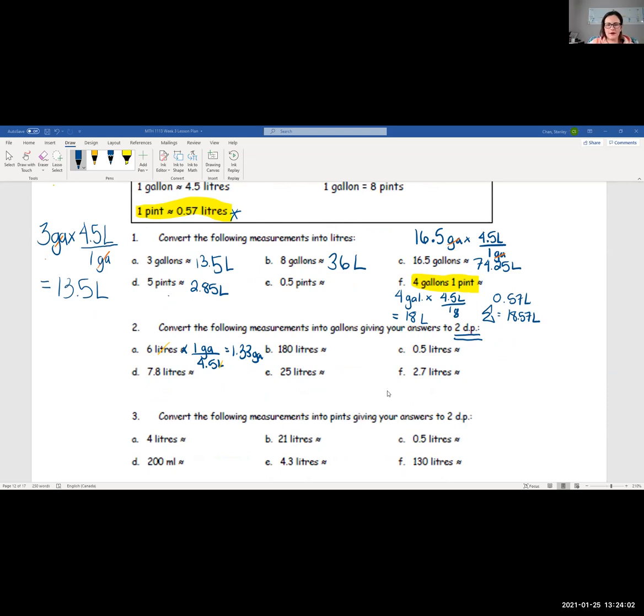Any questions about that one so far? Let's do a couple more examples here. So let's say for 180 liters, we're going to convert that over to gallons. We'll multiply this by 1 gallon over 4.5 liters. So we're going to cancel out our units. Liters cancels with liters, and we're left with gallons. So 180 divided by 4.5 equals 40. And then GA, I don't know how they abbreviate gallons, but I'm going to abbreviate it GA.